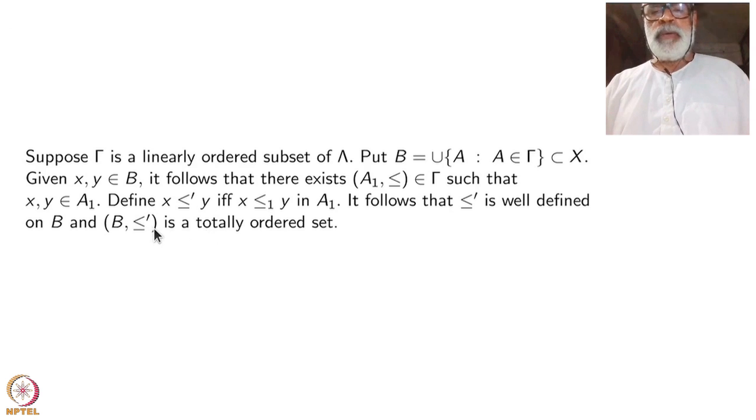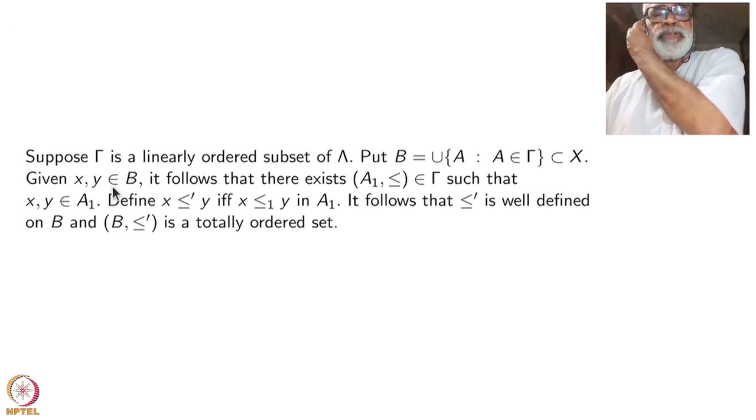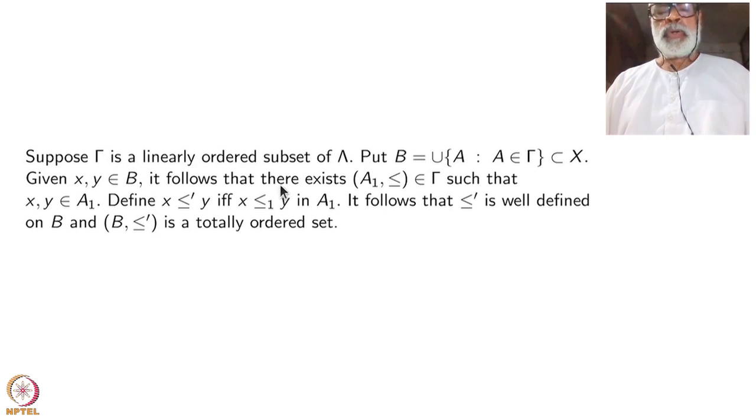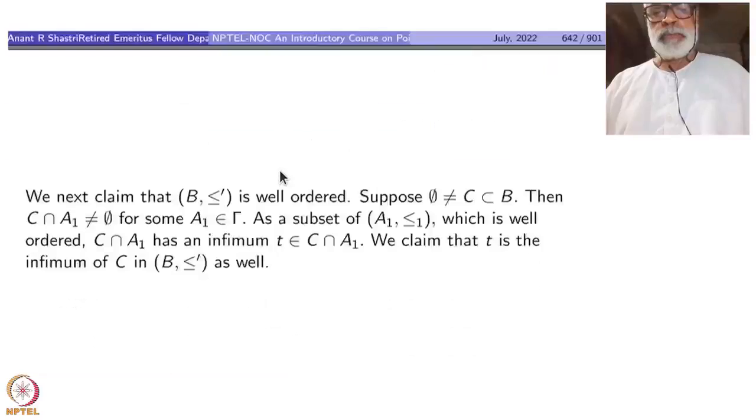Then this will be a member of this lambda. And then we have to show that this is an upper bound for all the elements inside this gamma. It's an upper bound for gamma. So quite a bit of work to do, huh?